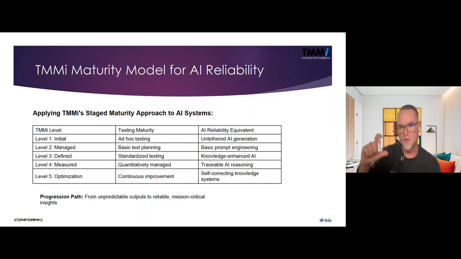The overall model provides a clear progression path from unpredictable outputs to reliable mission critical insights in deployment at scale. TMMi helped organizations systematically improve their testing processes. These frameworks offer a structured roadmap towards increasing the reliability of your AI systems in deployment. Whereas level one represents where many organizations start their AI journey, using out-of-the-box AI models with minimal controls and verification, you can really get down to level four pretty quickly and understand just how you can measure the quantitative impacts and trace the AI reasoning at scale.